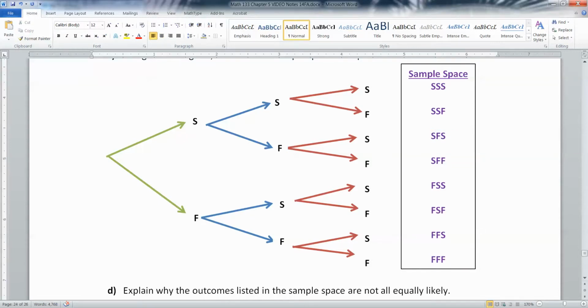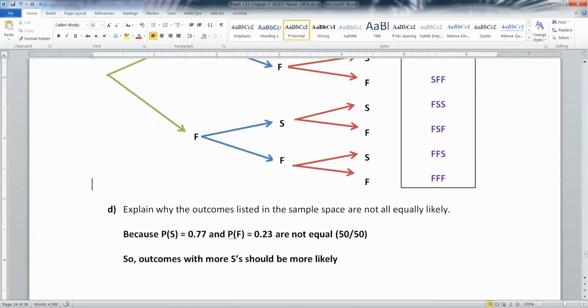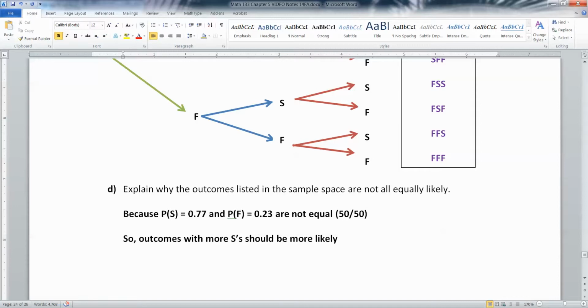However, not all these options are equally likely like they were in section 5.1. Section 5.1 is really basic. But these are not all equally likely because our chances of success and failure are not the same. They're not equal. In section 5.1, we assumed 50-50.